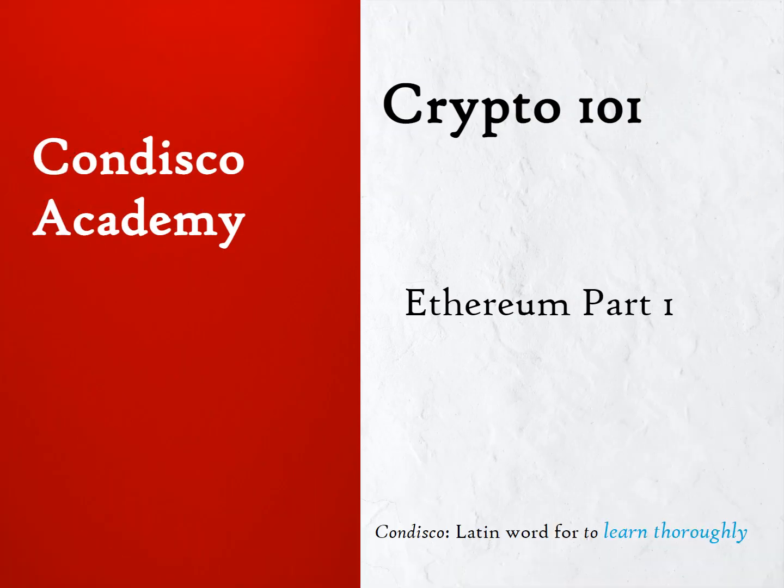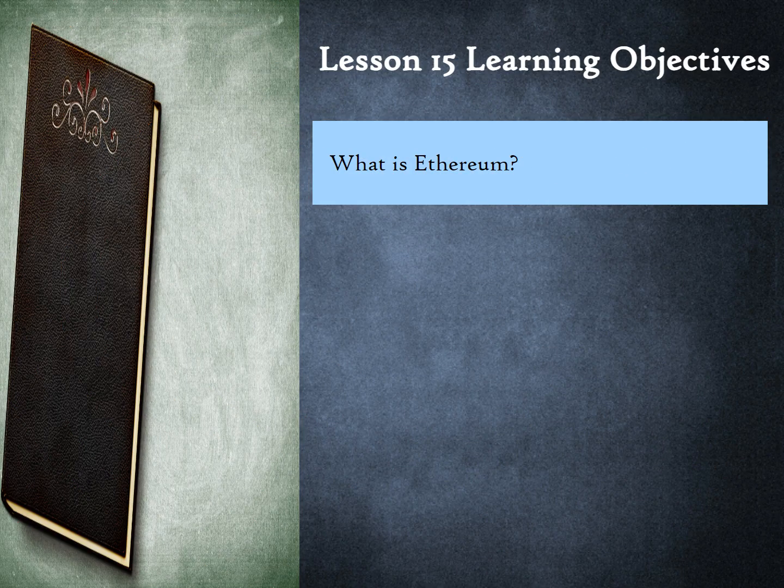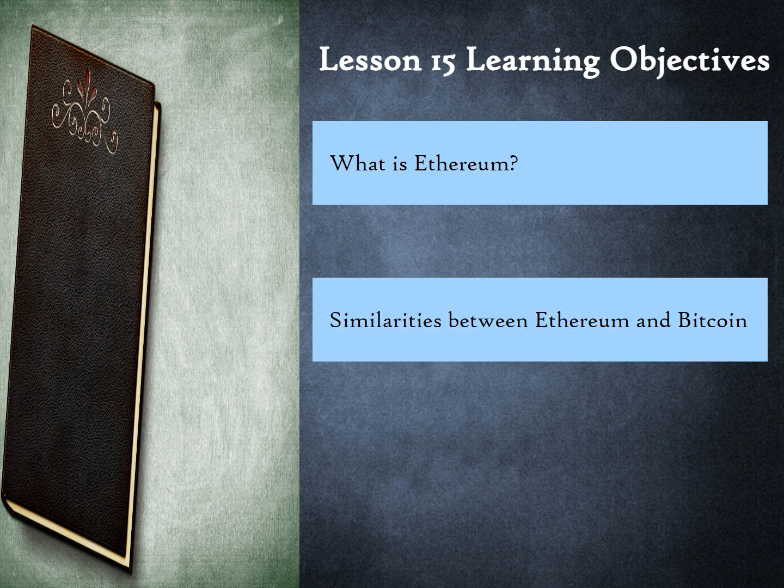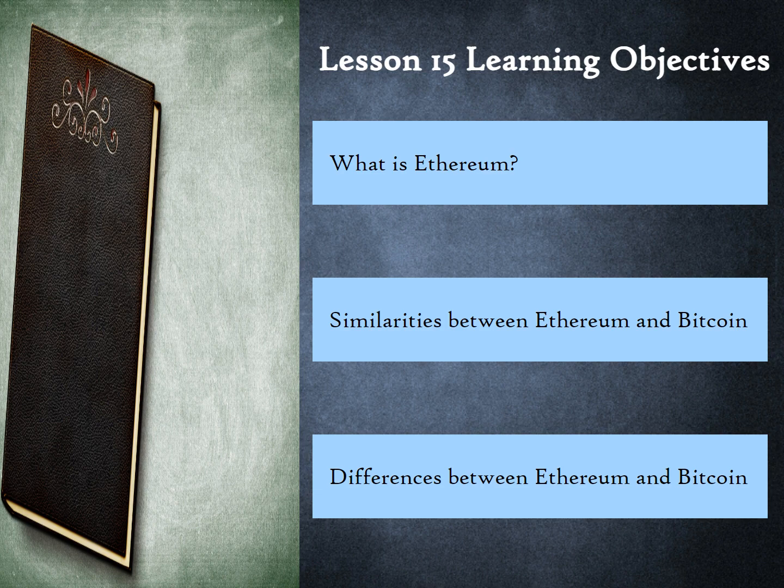Welcome to Crypto 101, a first principles jargon-free course on blockchain and its impact on financial services. In this lesson, we will learn about Ethereum, the second oldest blockchain network after the Bitcoin network. We will learn about the similarities between the Bitcoin and Ethereum networks as well as the differences.